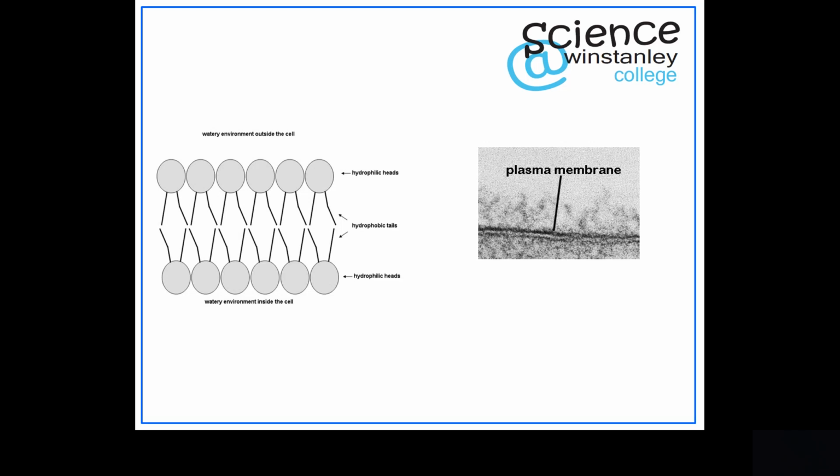Now, if you look to the right, you've got a picture there of a plasma membrane taken with an electron microscope. It's very hard to see what I've got on the left-hand side in the picture on the right. That's why it's called the fluid mosaic model. The model is the idea behind it. So it's not necessarily fact, but it's as close as we can get to modeling what a membrane actually looks like.